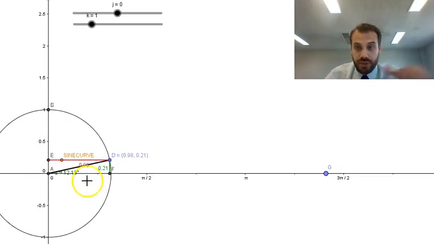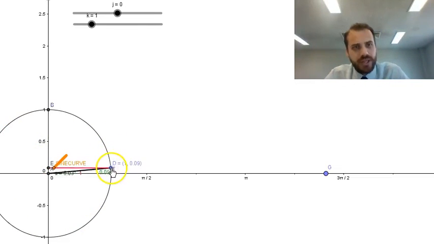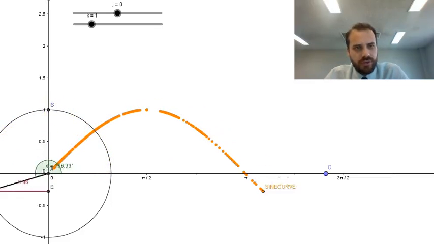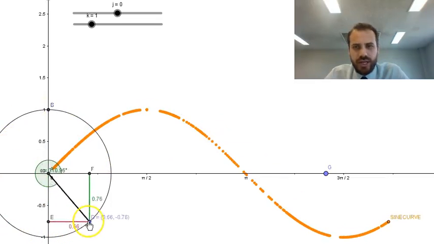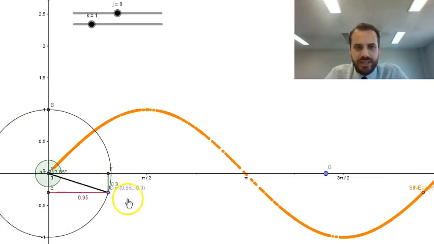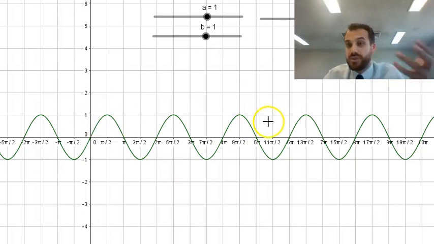Here's our unit circle, so we're still working with a unit circle. Watch what happens as I move this around the circle. What's being created in that orange line here is a sine curve. That orange line is the same line as this line here, just on a different scale.